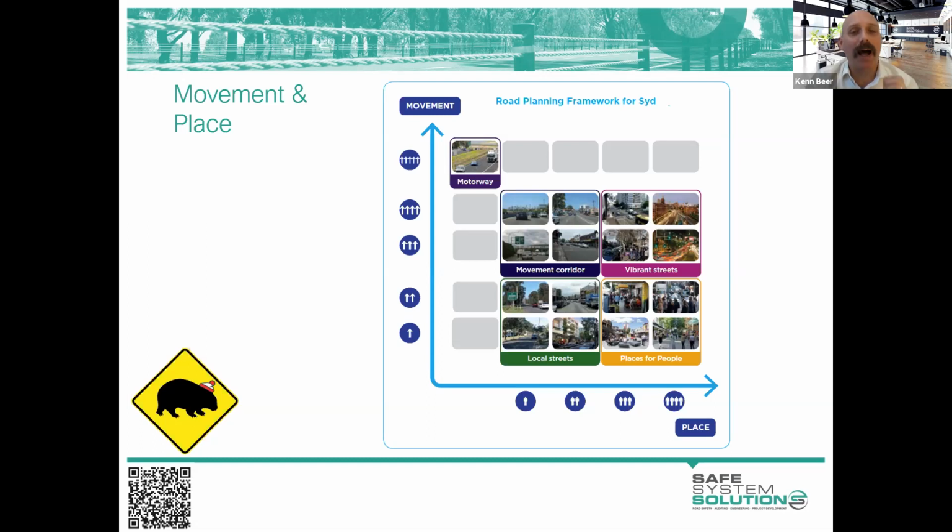Is to say that each part of the road network, a road, a street, a highway, a motorway, whatever it is, can be categorized into this graph in terms of its movement function or its place function. So on the y-axis, we've got movement, x-axis, we've got place. And so movement is the movement of people and goods.